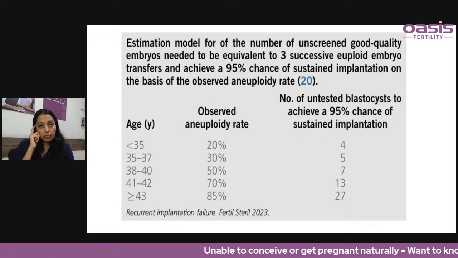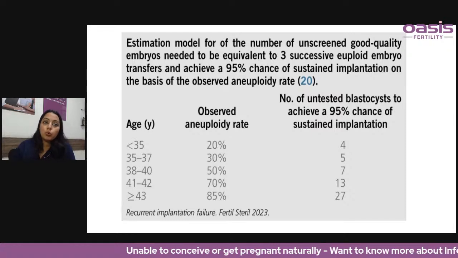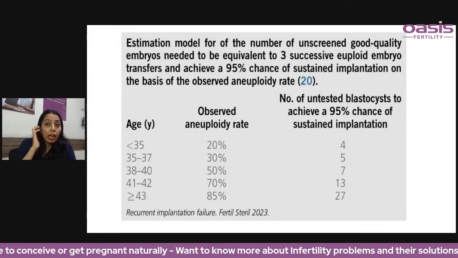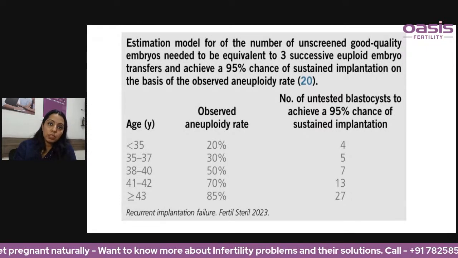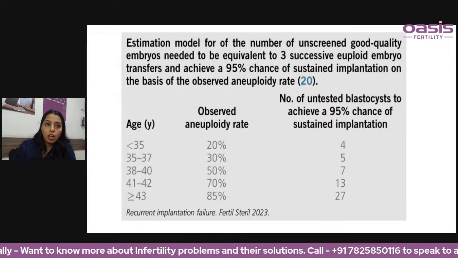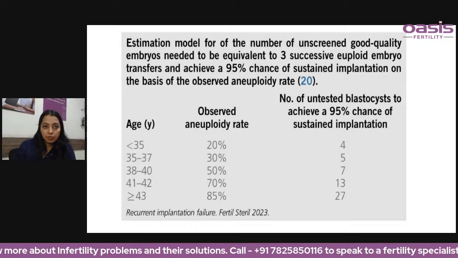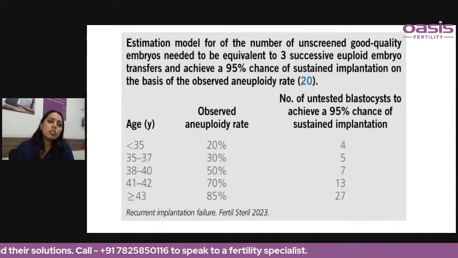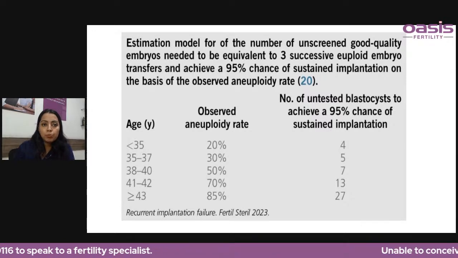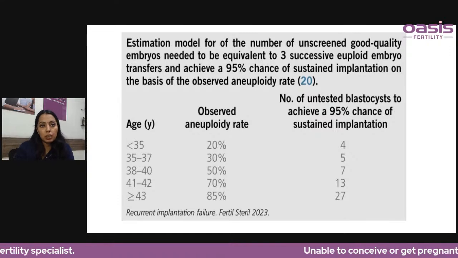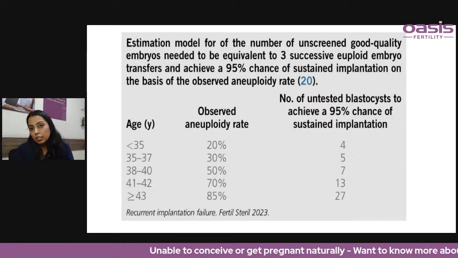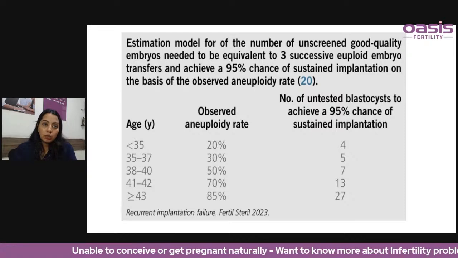So, this is a study which was published in a reputed journal in 2023, and you can get an idea about why PGTA is important from the data which I'm going to share. For someone who is aged less than 35, the chance of having a genetically abnormal embryo is about 20%. Say for this patient, I get about 5 embryos, maybe one odd embryo will be genetically abnormal, the remaining four will be good, which gives us a fair chance of success even if we don't test these embryos.